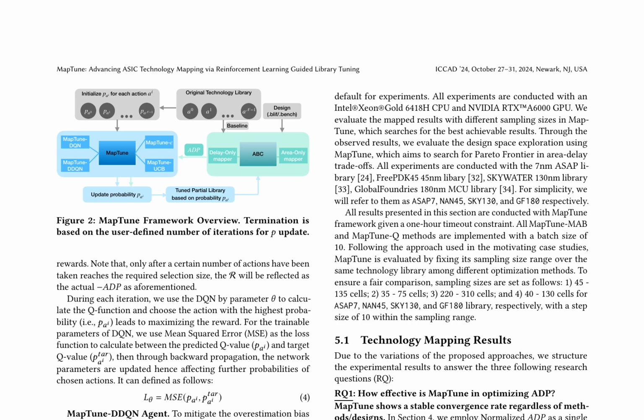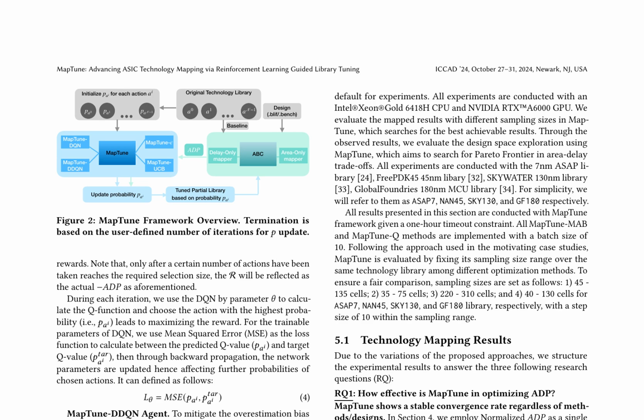The MapTune framework is a reinforcement learning-based approach for technology library tuning, aimed at optimizing the area-delay product, ADP, of digital circuits. It utilizes a deep Q network, DQN, agent that learns to select the optimal technology library based on the current state of the circuit. The DQN agent is trained using a mean squared error, MSE, loss function to predict the Q values, which represent the expected rewards for each action. The agent updates its parameters using backpropagation to maximize the rewards.